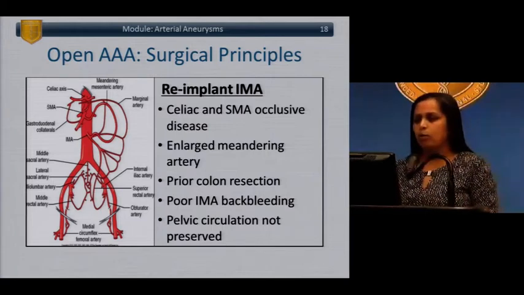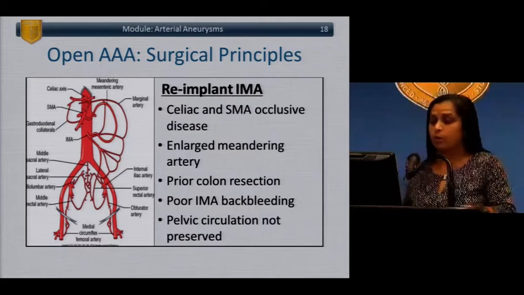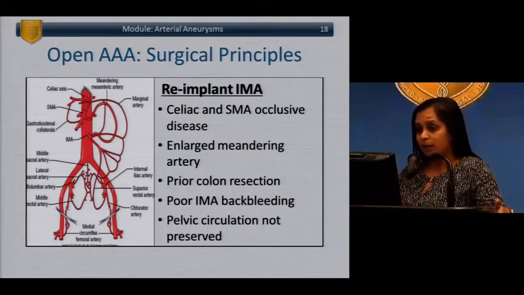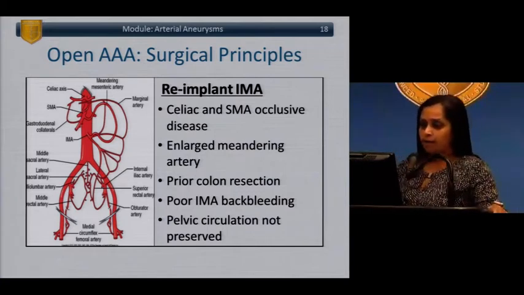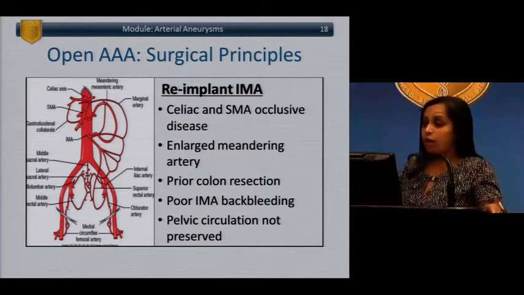Who do we want to reimplant the inferior mesenteric artery in? Sometimes the inferior mesenteric artery will be patent in these patients. Generally, you want to reimplant the inferior mesenteric artery if it is patent and the blood flow through it is poor. If you have very good back bleeding through the inferior mesenteric artery, then typically that suggests good collateral circulation.